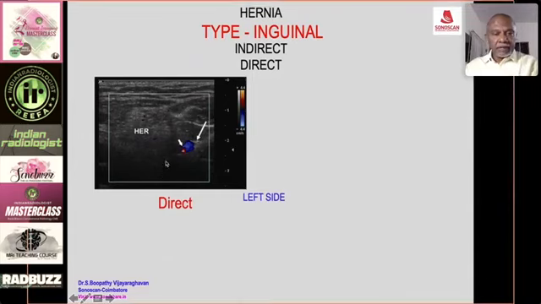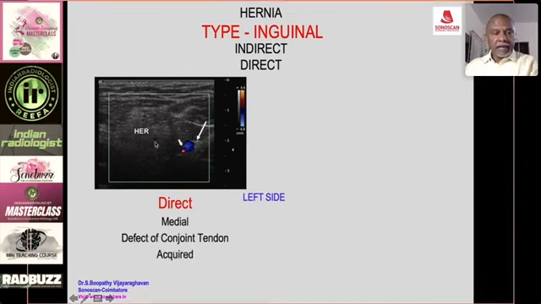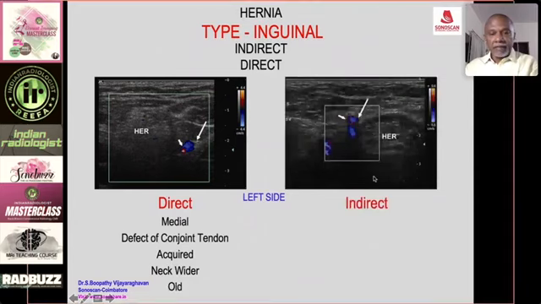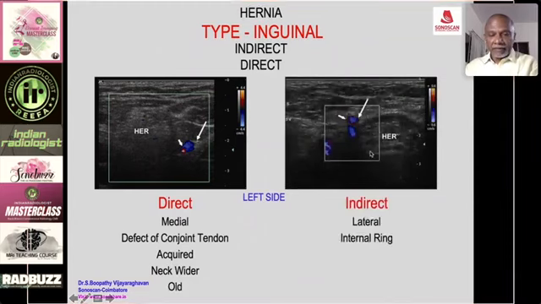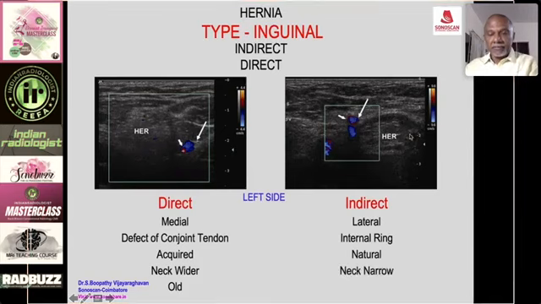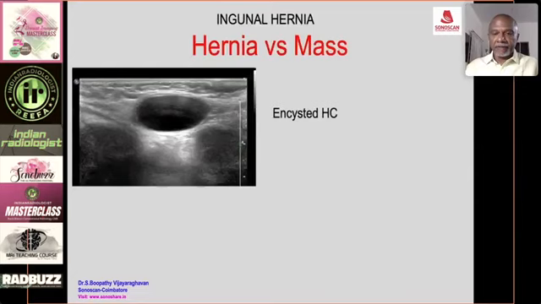So this is the direct inguinal hernia, medial, and it is due to a defect in the conjoint tendon, weakness of the conjoint tendon, and it is always acquired. And the neck is wider because it is just a weakness of the tendon. Whereas in the indirect inguinal hernia, it is lateral to the inferior epigastric vessels through the internal inguinal ring. So it is through a natural weakness, and the neck is narrow, so chances of complications are more, and it happens in young individuals, and it is through the natural defect.